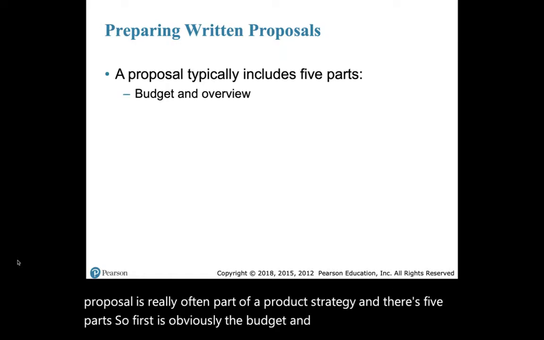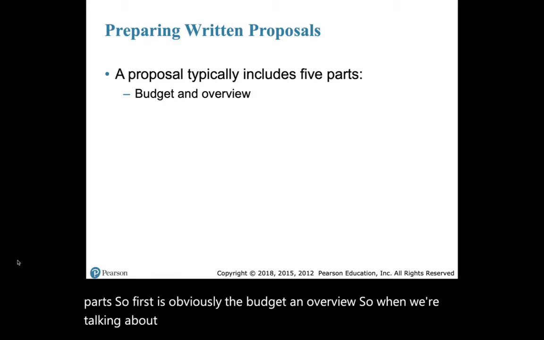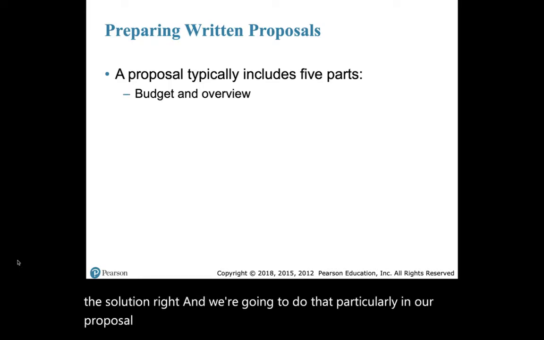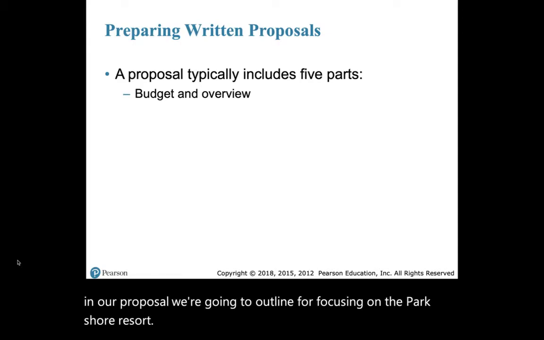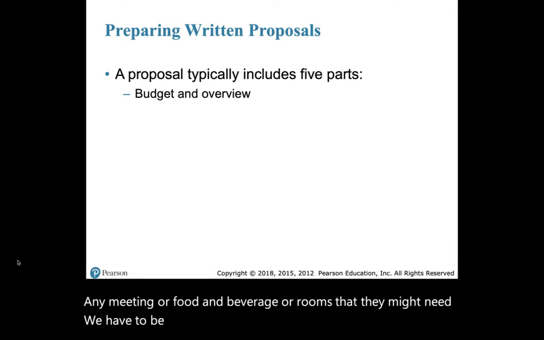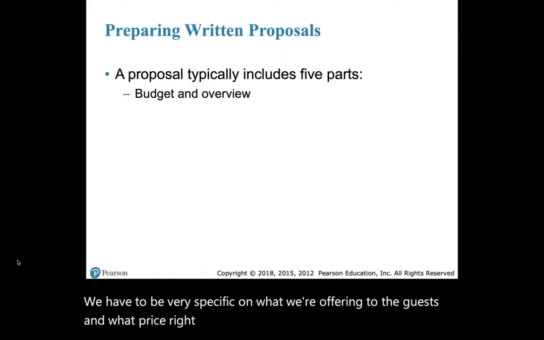Okay, so when we're talking about the budget, we have to be very specific on the cost of the solution, right? And we're going to do that particularly in our proposal. We're going to outline, if we're focusing on the Park Shore Resort, any meeting or food and beverage or rooms that they might need. We have to be very specific on what we're offering to the guests and what price, right? So that it's very clear.